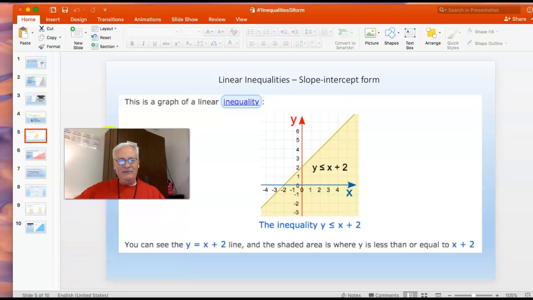All right, guys, this is a graph of an inequality, what it looks like. The inequality here says y is less than or equal to x plus 2. This is a graph of the line y equals x plus 2. It's that line right there. And because it says y less than or equal to, this line is solid. And then we shade underneath it, because y is less than, it points toward the y. Y is less than, so we shade underneath it.